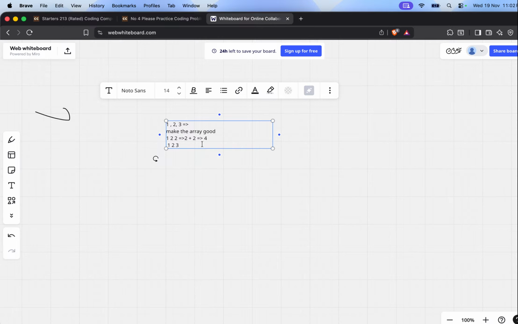If we want to make it good, we need to remove at least one element, that is, remove this 2. Now the elements are 1 and 2. Their sum is 3, which is not equal to 4. So it is a good array.